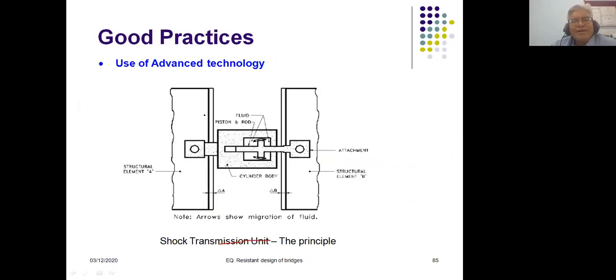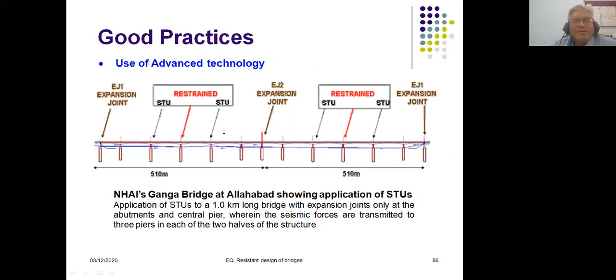These can be used as base isolation and for reducing the earthquake force. Shock transmission units are also to be used at some places. In the NHAI Ganga Bridge at Allahabad, shock transmission units are provided. This is an application of shock transmission units to a 1 kilometer long bridge with expansion joints only at the abutment and the central pier, wherein the seismic forces are transmitted to three piers each by the two halves of the structure. Such shock transmission units are already provided.